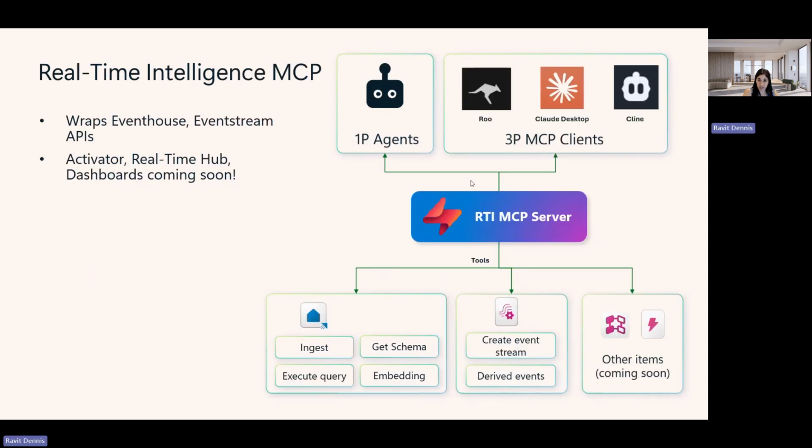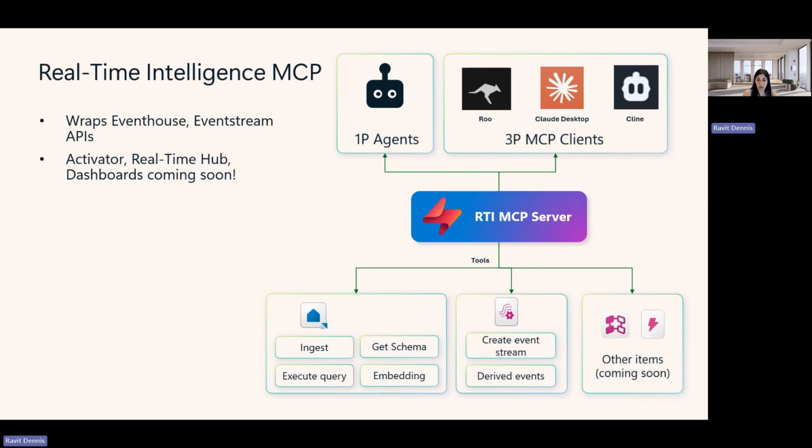So here in Real-Time Intelligence, we have our own MCP server, the RTI MCP. It wraps up APIs of Event House and Event Stream. And we also have coming up some other artifacts like Activator, Real-Time Hub, Dashboards, Query Set, and others coming soon. Using the RTI MCP, you can connect to third-party MCP clients like Roo, Claude, or Cline, or you can build your own first-party agents yourself and use the RTI MCP.